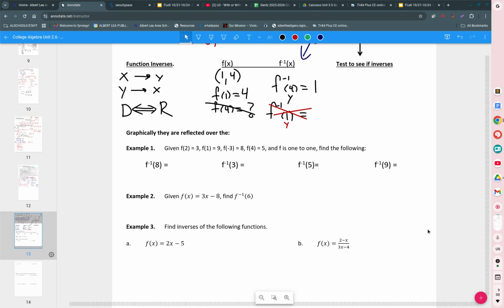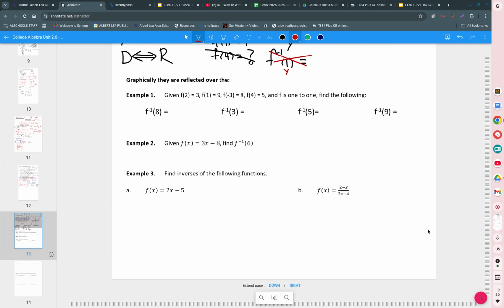Okay, given f of 2 is equal to 3, f of 1 is 9, f of negative 3 is 8, and f of 4 is 5, and f is one-to-one, that means we can take the inverse, which is really good. Find the following. f inverse of 8. So if the y value is 8, what's the x value? You see right here it's going to be negative 3. f inverse of 3. If the y value is 3, what's the x value? 2. And if the y value is 5, what's the x value? 4. f inverse of 9 would be 1.